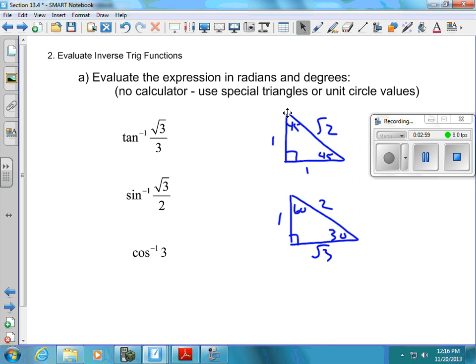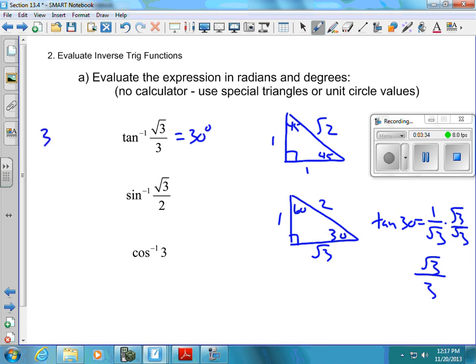So tangent is opposite over adjacent. Well, I don't see square root of 3 over 3 here, but maybe I see the flip of it. If I look at the tangent of 30, that's 1 over the square root of 3. And if I were to simplify that, I'd multiply by the square root of 3 over 3 and get square root of 3 over 3. So in this case, that's 30 degrees. In radians, we can multiply that 30 times pi over 180, and that would reduce to pi over 6. So that's pi over 6 radians.